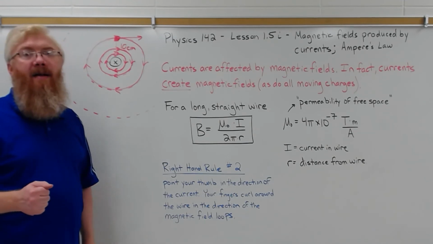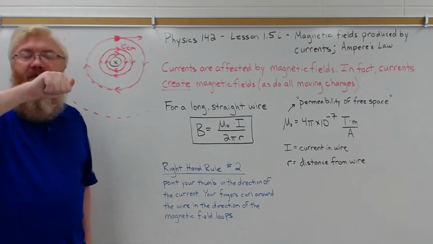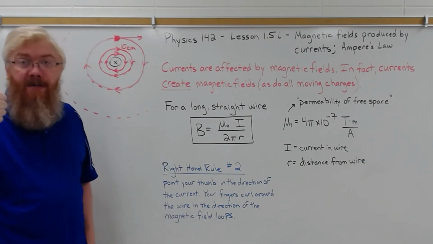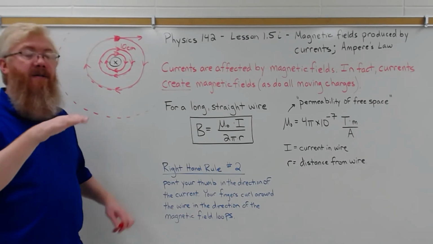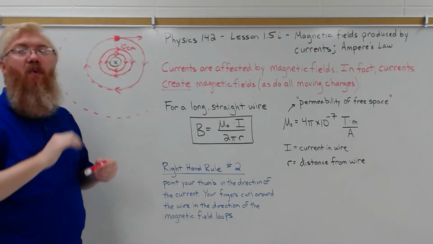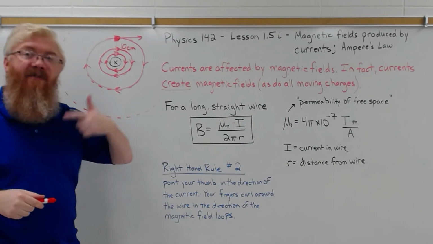So rather than, again, fingers in the direction, pushing down and having your thumb represent the magnetic force, here your thumb goes in the direction of the current, and then when you grab the wire, your fingers will wrap around in the direction the magnetic field wraps around the wire.